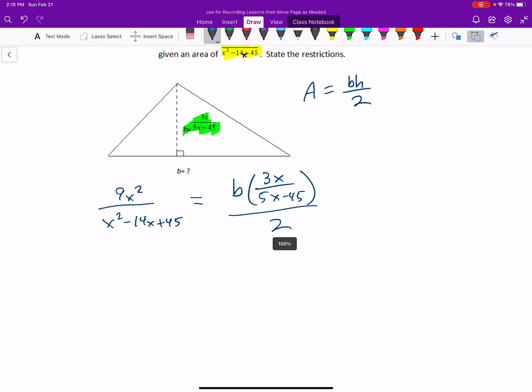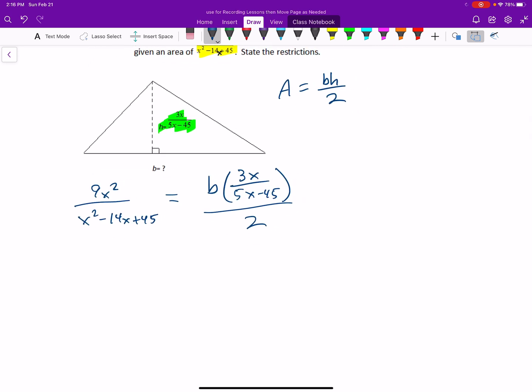Okay, so I need to isolate the base, right? So I could multiply both sides by 2. So if I do that, the 2's will cancel out on this side, and I'll have 2 times, I don't want to do a times sign like that, do I? Because it looks like an x. 2 times the 9x squared. So that's how I can get rid of the 2. And as far as getting rid of this, I could invert and multiply. So I could multiply both sides by 5x minus 45 over 3x. So that's what I'm going to do.